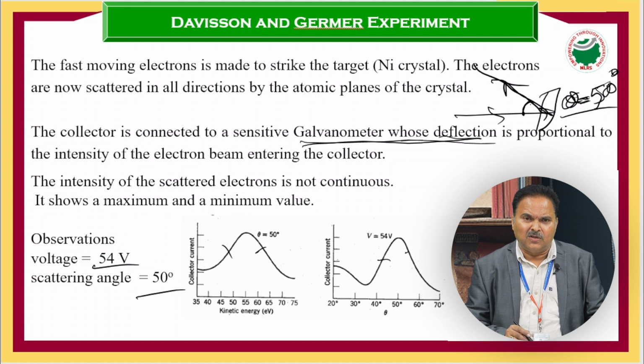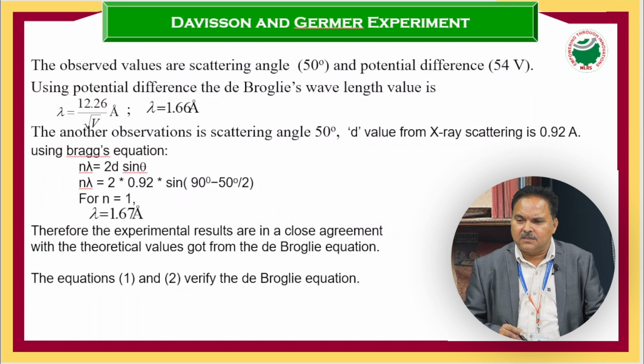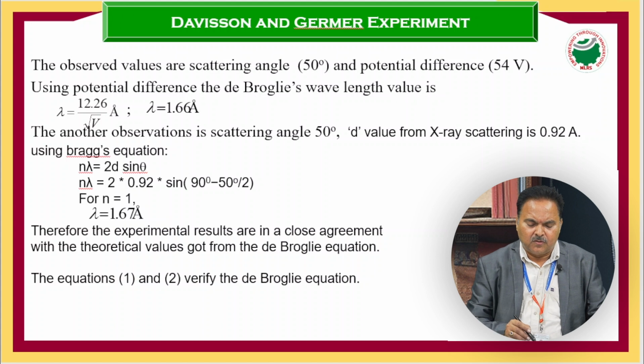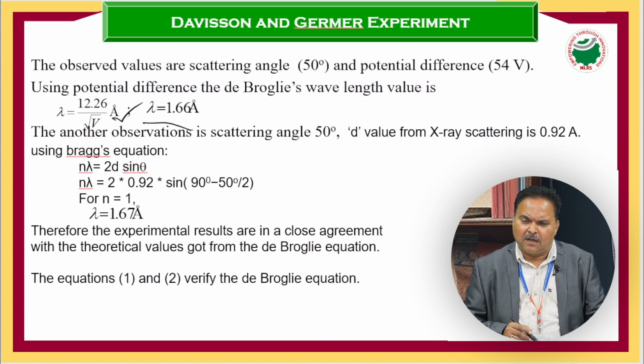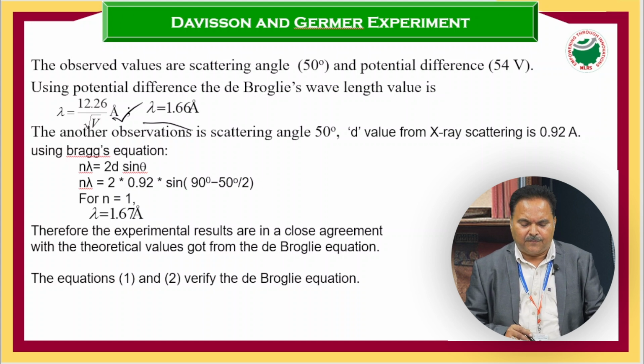From these two observations, how will we prove the dual nature of the particle? There is a potential difference, and we have the de Broglie wavelength for an electron, that is 12.26 divided by root V. Using this equation we get the wavelength 1.66 angstrom, because for root 54, 12.26 divided by root 54 gives 1.66 angstrom. In the other observation, we have 50 degrees.